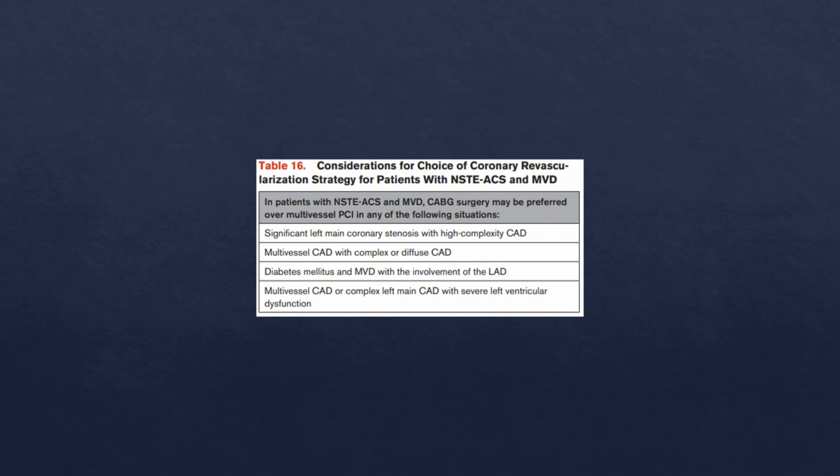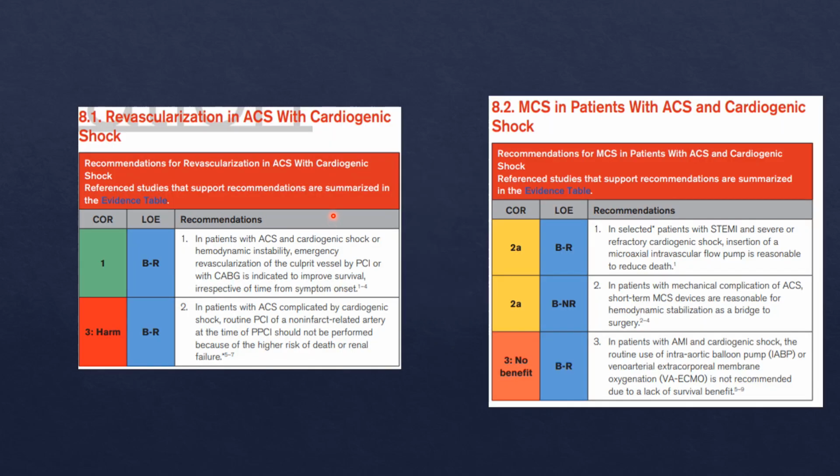Regarding revascularization in ACS with cardiogenic shock, in patients with acute coronary syndromes and cardiogenic shock or hemodynamic instability, emergency revascularization of the culprit vessel by PCI or CABG is indicated, whereas PCI of the non-infarct-related artery is not recommended. It is class 3.